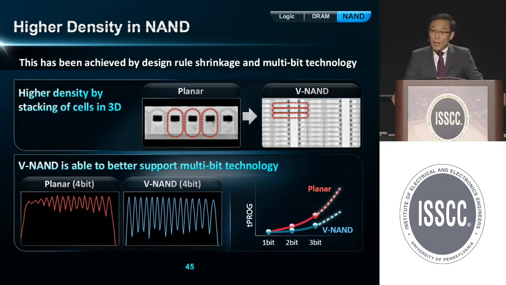Furthermore, all of the knowledge accumulated from 2D NAND can be better applied to 3D vertical NAND. For instance, as you can see at the bottom of the slide, 3D vertical NAND can hold multiple cells more reliably than 2D NAND, which could help to push the limit of multiple cell technology.